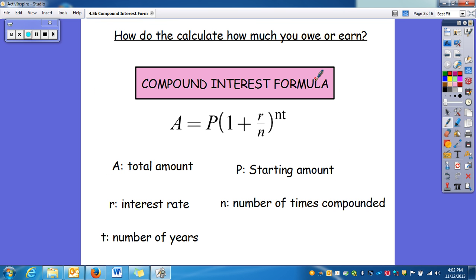So how do you calculate how much you owe or earn? You have the compound interest formula, which is this right here. Make sure you write this down in your notes. And then you also want to write down what everything stands for. So A is your total amount, this is after your calculation. P is your starting amount. R is your interest rate, which we're going to give to you as a percent, but you need to write it as a decimal. Make sure this is a decimal.